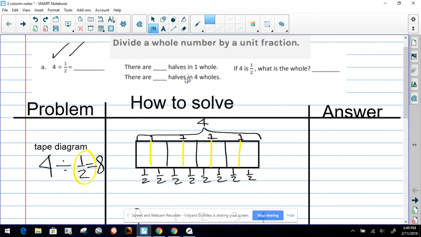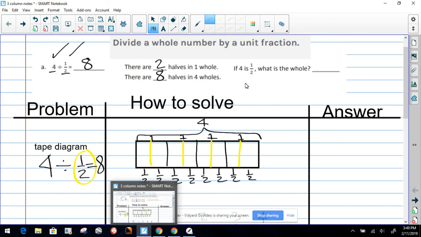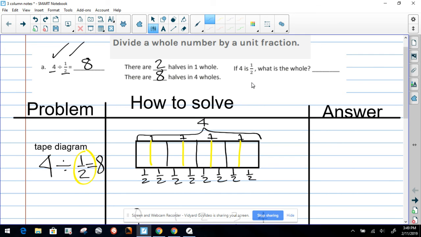Now let's fill out these phrases. There are blank halves in one whole. There are 2 of them, obviously. There are blank halves in 4 wholes. Well, there it is, right? So the answer, we said it was 8. So the answer is 8 right here. This one says, if 4 is half, what is the whole number? Well, the whole is 8.